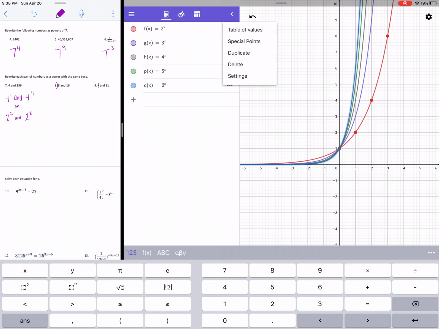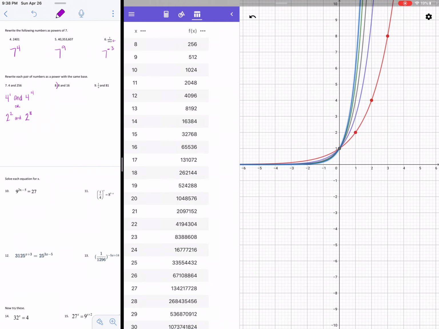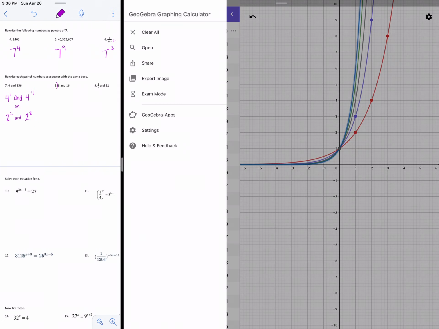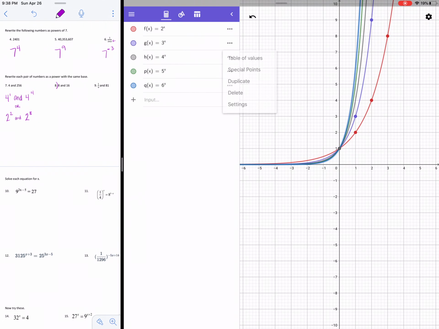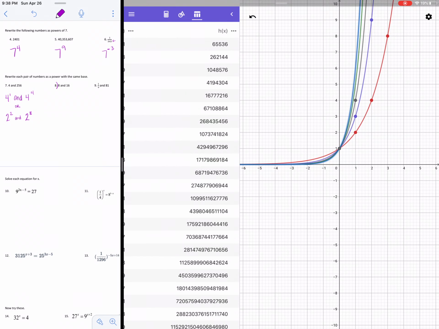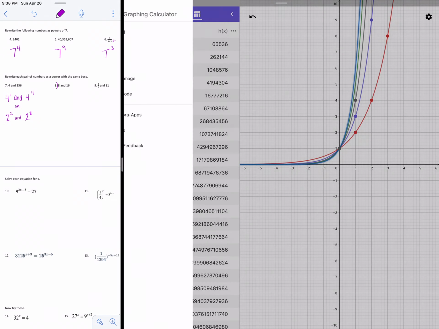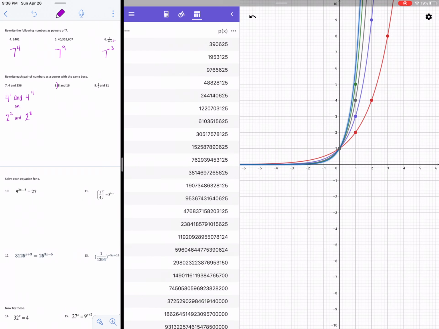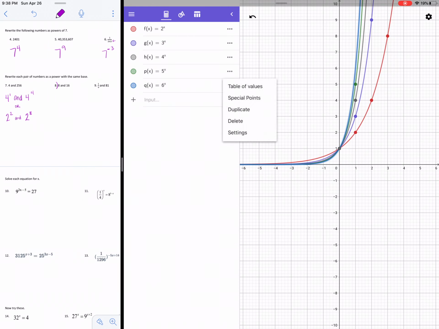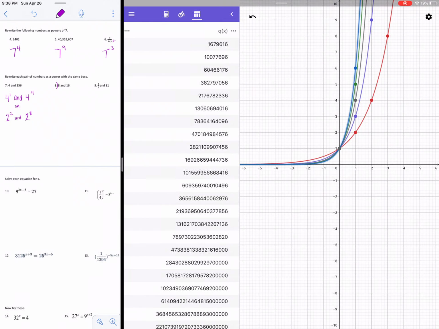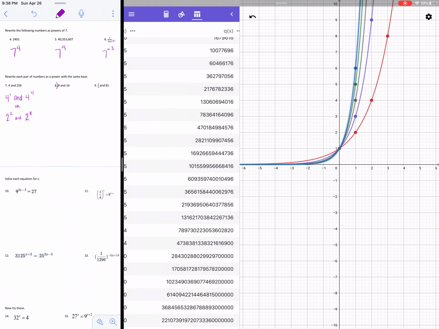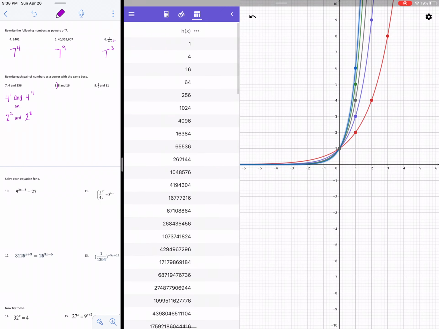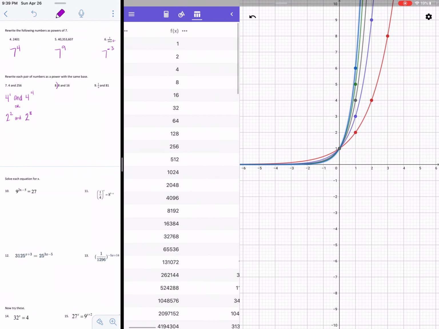Then I could create a table of values for each of these, right? Go back, table of values. Go back, table of values. Go back. And then go back, table of values. Now, actually, here are your powers of each of the numbers, okay?